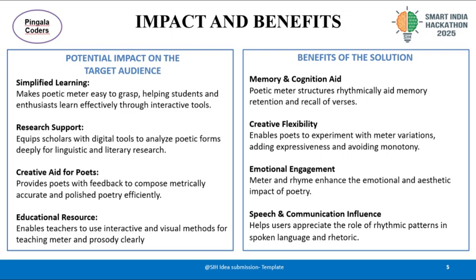Next, the benefits. In benefits we have memory and cognition aid, creative flexibility, emotional engagement, and speech and communication influence. In memory and cognition aid, poetic meter structure rhythmically aids memory, retention, and recall of verses. In creative flexibility, it enables poets to experiment with meter variation, adding expressiveness and avoiding monotony.